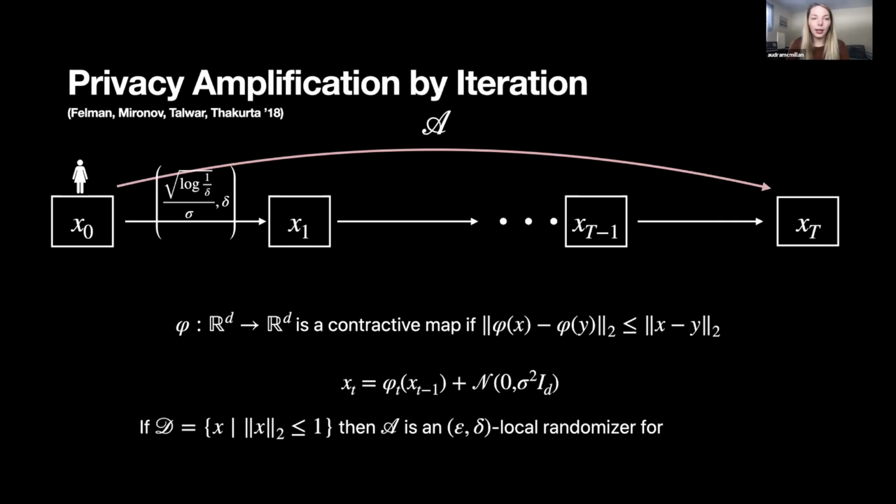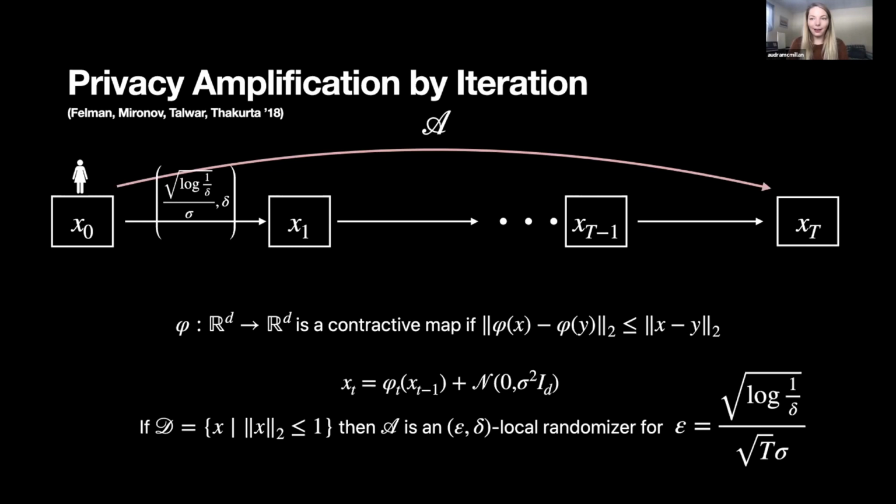So I just get my final privacy guarantee being this. And what Feldman, Mironov, Talwar, and Thakurta proved is that actually the composition is much more private. If I undergo T steps of this process, then I get to divide my privacy guarantee by about square root T. So this is quite a lot.